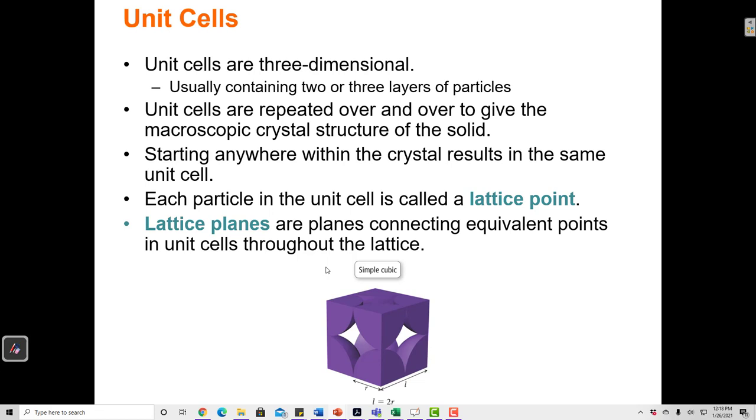So, for example, we can see here, this is a lattice plane. Each particle, here's a particle, this is a lattice point, this is a lattice point, this is a lattice point, and this is a lattice point. So the lattice plane would be the top of this cube right here.